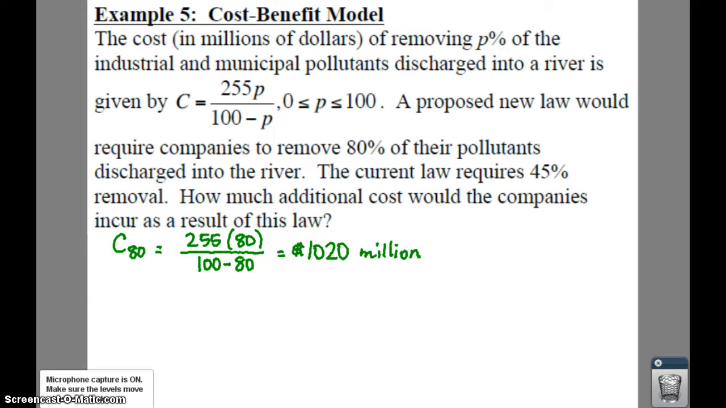Well, let's figure out what the cost would be if you took out 45%. That's the current amount that they have to take out. So once again, you use your function and you're evaluating your function: 255 times 45 all over 100 minus 45, and that gives you, we're going to go to 3 decimals here, 208.636 million.